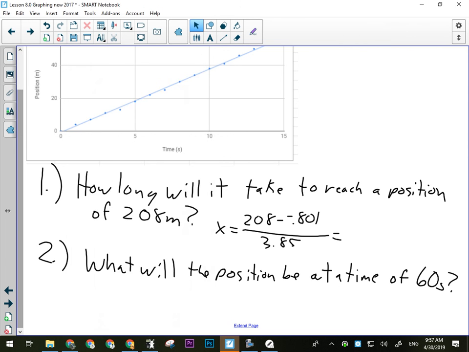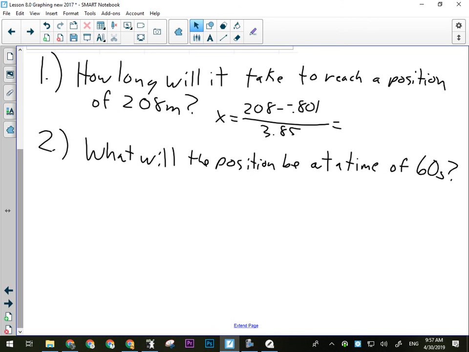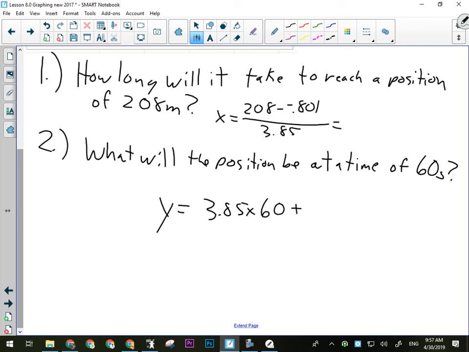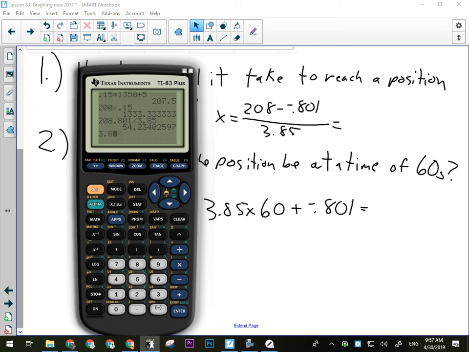And then if we're looking for the position of the object after 60 seconds, y is going to equal 3.85 times 60 plus negative 0.801. All right, 230 meters would be our position at that point.